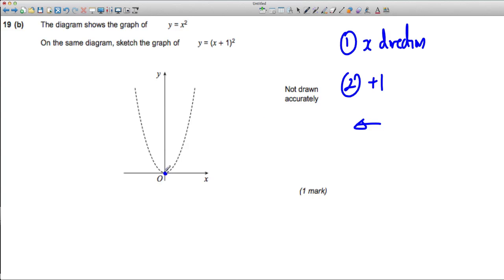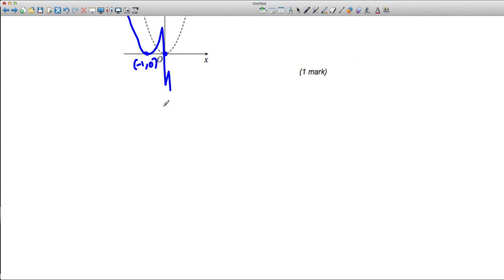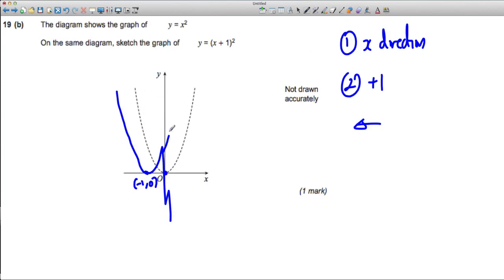So this graph here was at 0, 0. It's now going to be at negative 1, 0. And it's going to be exactly the same as that, apart from that shift there. It'd be exactly like that, apart from a shift in that direction by 1 unit.